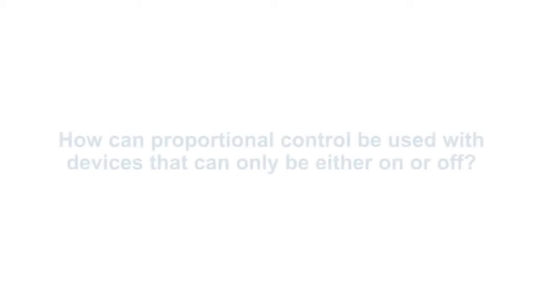The use of proportional control adds stability to the process and allows the user to control how often their output devices, such as relays and contactors, will switch.